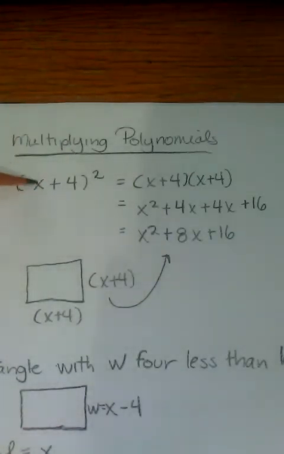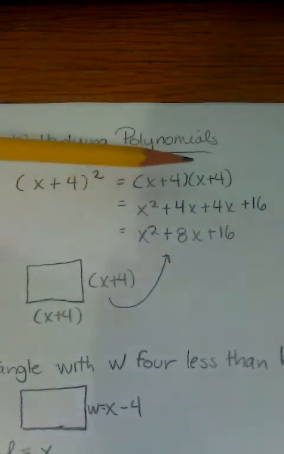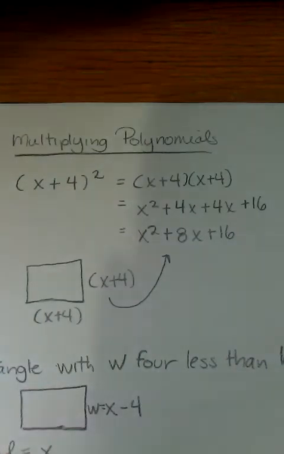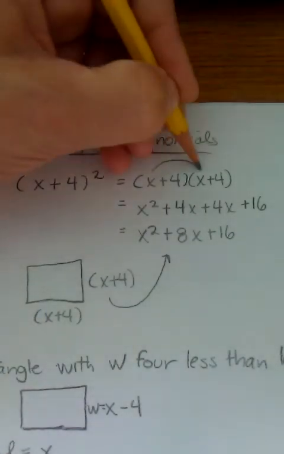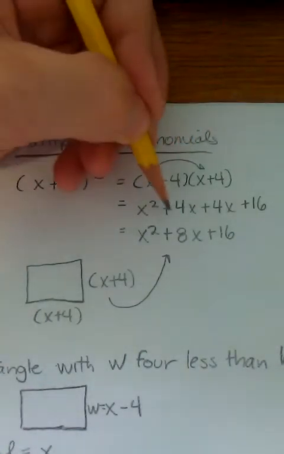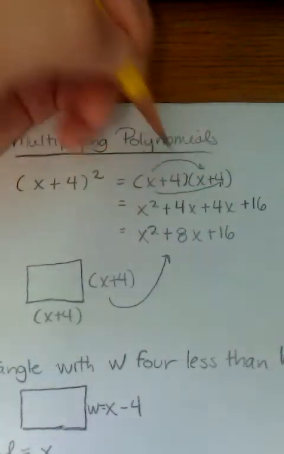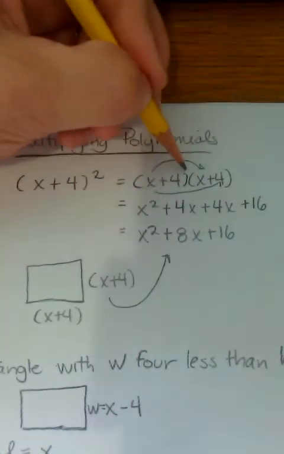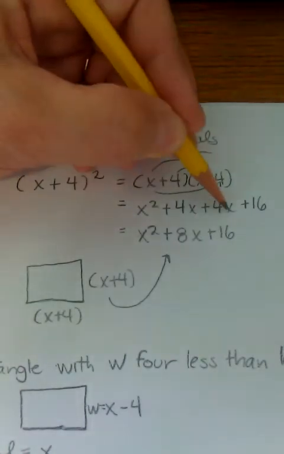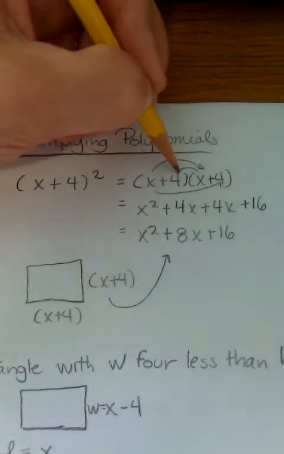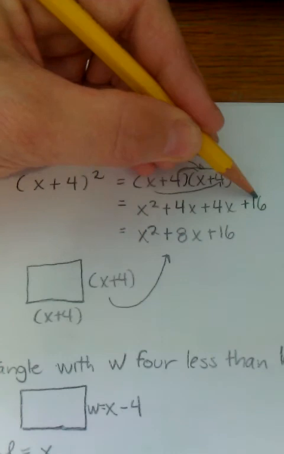So really what (x + 4) squared means is x plus 4 times x plus 4. So we FOIL, and when we FOIL, we do first. So x times x gives me x squared. Outer is x times 4, which gives me a 4x. Inner, which is 4 times x, gives me a 4x. And last, which is 4 times 4, gives me 16.